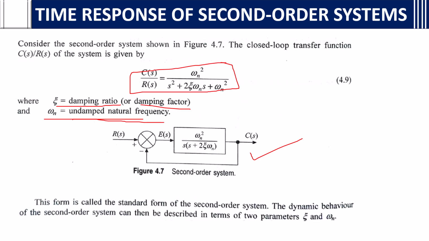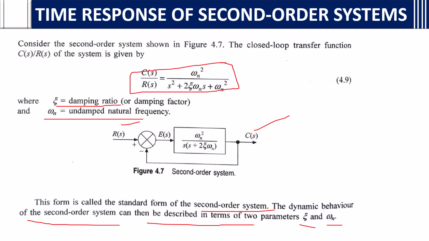This is the second order system. As you know, this is the input, output, the feedback, and the error signal, and this is the second order transfer function. This form is called the standard form of the second order system. The dynamic behavior of the second order system can be described in terms of xi and omega n. There are different dynamic behaviors, which we will see based on xi, the damping ratio, as well as the undamped natural frequency.